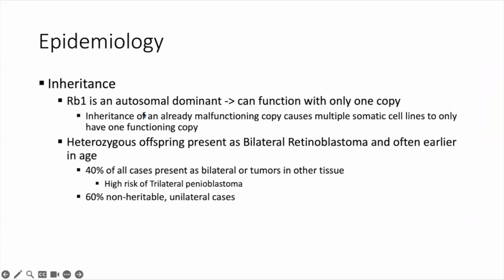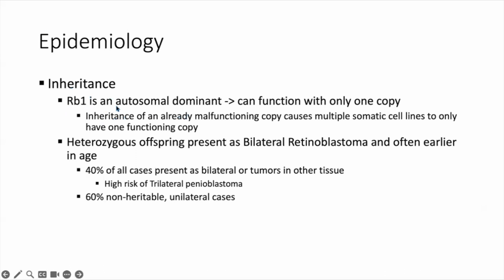RB1 is an autosomal dominant trait and can function with only one functioning copy. This is why inherited individuals can form multiple types of cancers outside of retinoblastomas, as well as cancers in both eyes. This is due to all somatic cells in that cell line containing that inherited copy, only requiring one mutation instead of the normal two, making it more common.